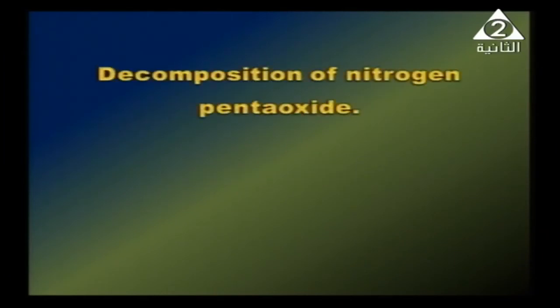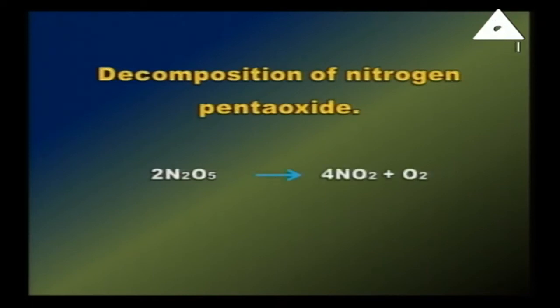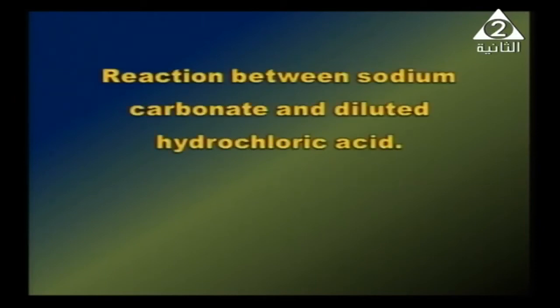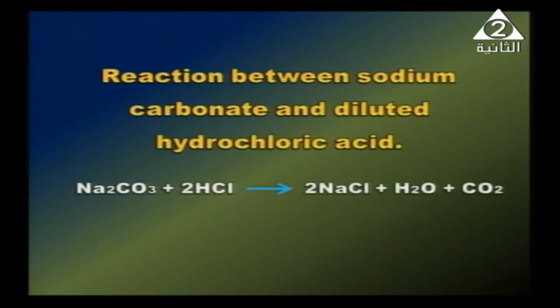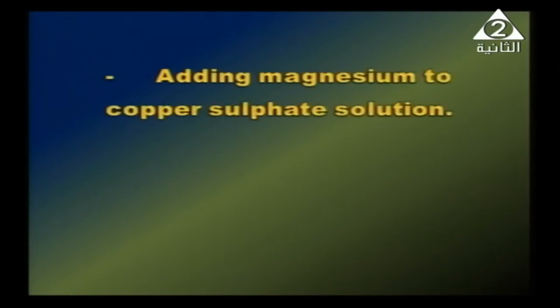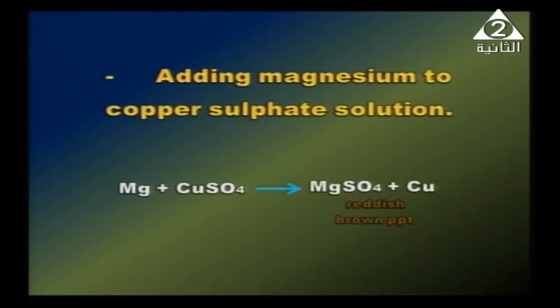Decomposition of nitrogen pentoxide: nitrogen pentoxide decomposes into nitrogen dioxide, and oxygen gas evolves. Reaction between sodium carbonate and diluted hydrochloric acid: sodium carbonate with hydrochloric acid produce sodium chloride, water, and carbon dioxide gas evolves. Adding magnesium to copper sulfate solution: magnesium plus copper sulfate solution produce magnesium sulfate and a reddish brown precipitate of copper.